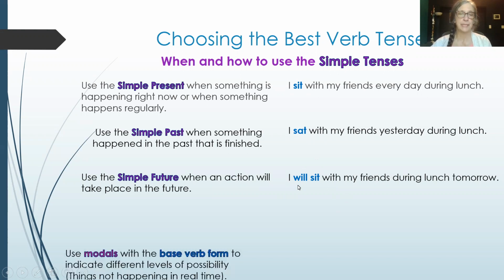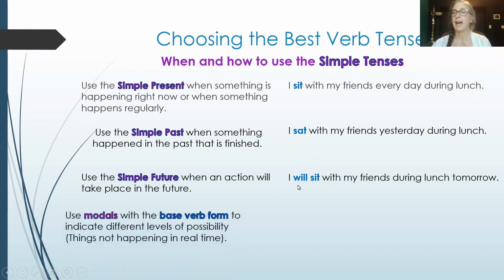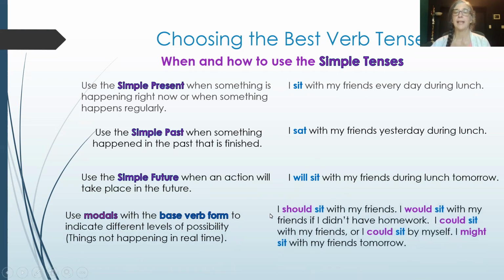But with these simple tenses, we also have possibility. So let's take a look at some of those. I should sit with my friends. That's not happening in real time. It's not like I sit with my friends every day during lunch, but it's a possibility. I would sit with my friends if I didn't have homework, right? I could sit with my friends. Don't know if I'm going to or not. I could sit by myself. I might sit with my friends tomorrow.